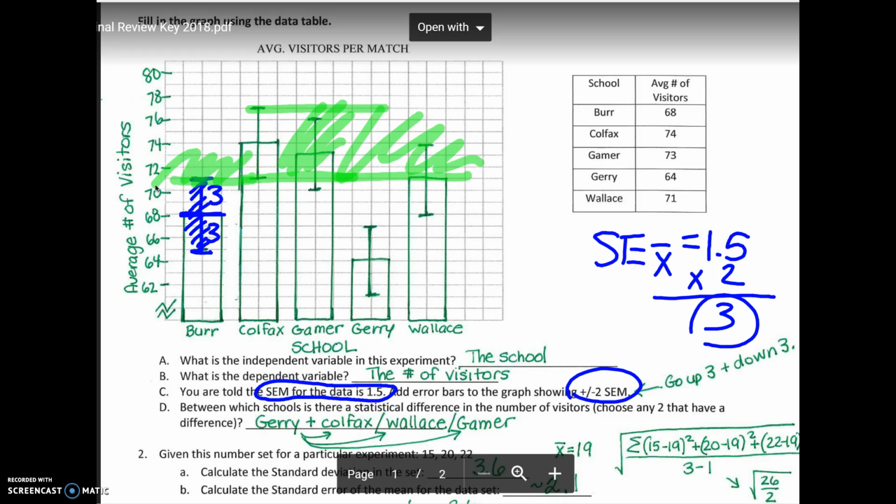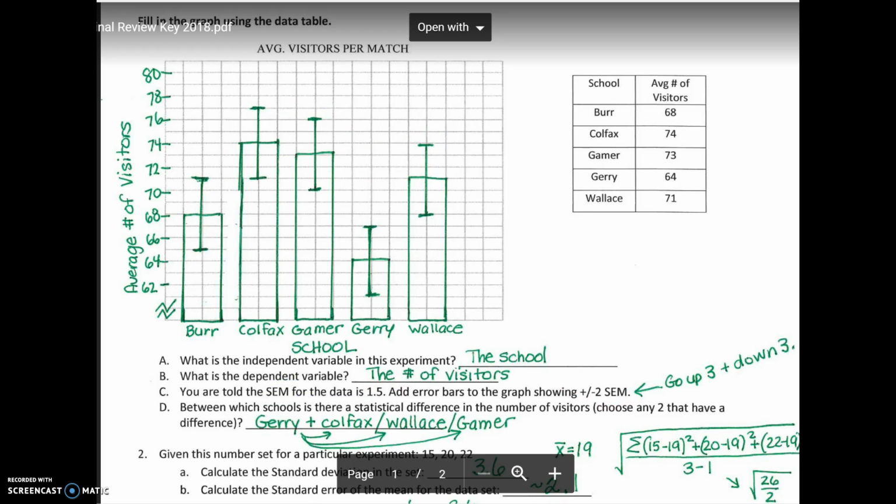So there would be no statistical difference between any of these with each other because their error bars technically overlap each other. But if I look at this school, Jerry, its error bar does not overlap with Wallace. It also does not overlap with Gamer, and it also does not overlap with Colfax. So any of those would be appropriate. Jerry and Colfax, Jerry and Wallace, or Jerry and Gamer. All of those would be correct answers for which ones show statistical differences. So that's how you do that.